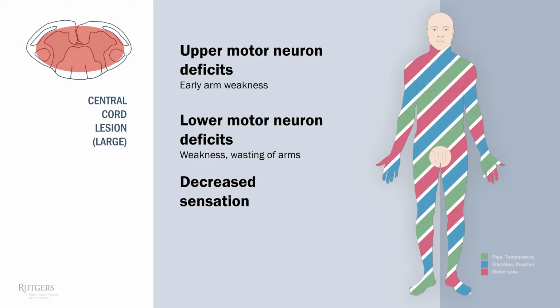Well, first, the arms are affected early in central cord lesions, because of their medial representation in the corticospinal tract and the anterior horn. And second, sacral fibers are on the outside of the cord and are usually spared. This means no sacral sensory loss or bladder dysfunction until very late in the disease.